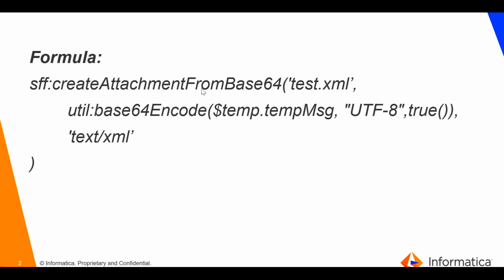The create attachment from base64 function will create one attachment, and the first argument, in this case test.xml, is the name of the attachment, and you can give any name. After that, it takes the base64 encoded string. And then the last one is an important one, that is text/xml, the content type of that attachment. Twilio will accept some predefined content types. Make sure the content type is one such.